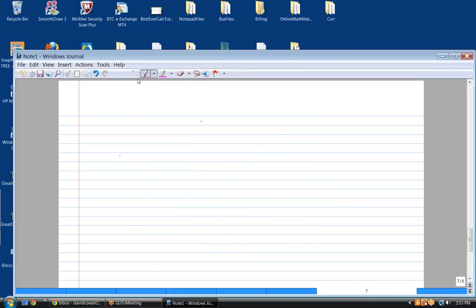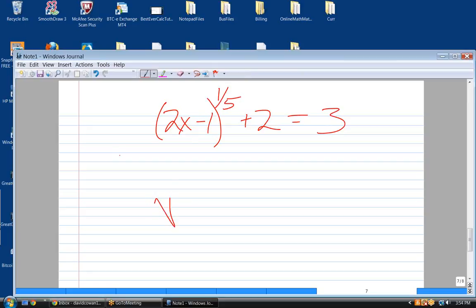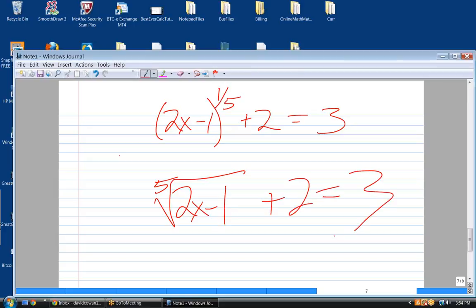What else you got? Alright, maybe another one like that. Kind of different though. 2x minus 1, in parentheses, to the power of 1/5 plus 2 is equal to 3. This is the same as having a radical, so my rules are going to be the same. I got to isolate that radical.